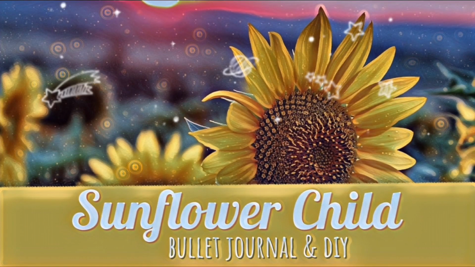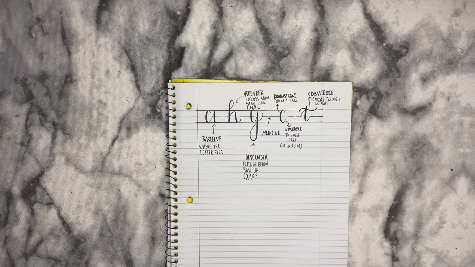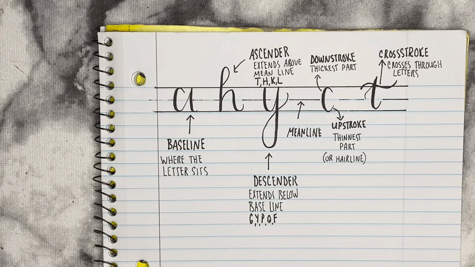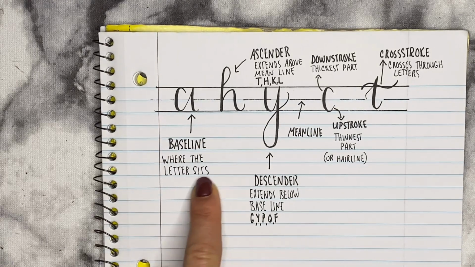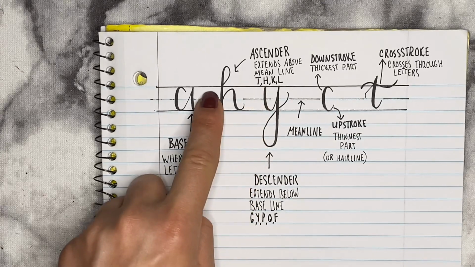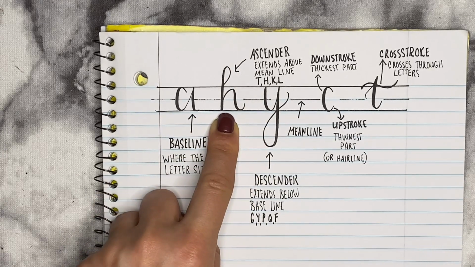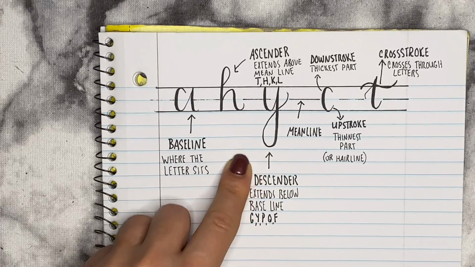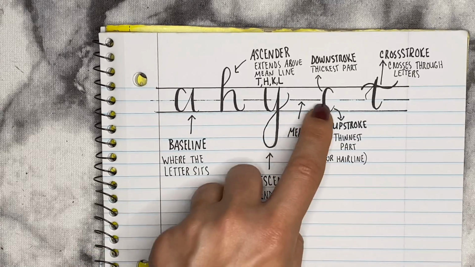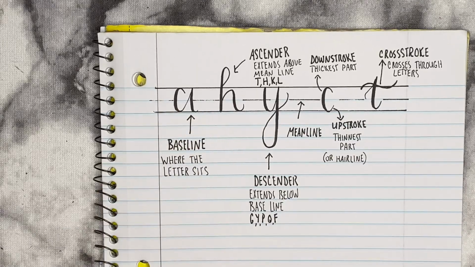Welcome back, everyone. We're going to get started with some lettering basics. These aren't super important to know, they're just something to know. The first one is a baseline where the letter sits. You have an ascender, which extends above the line, a descender, which extends below the baseline, the mean line, which is this middle line right here.